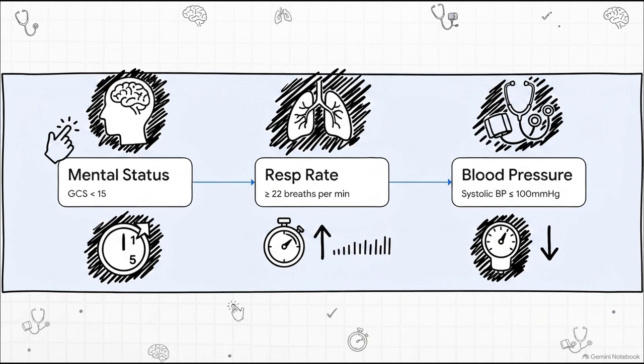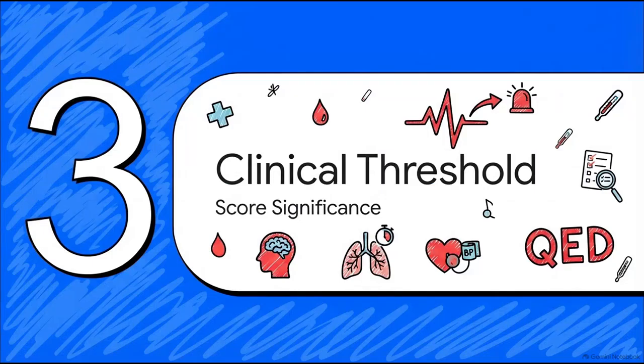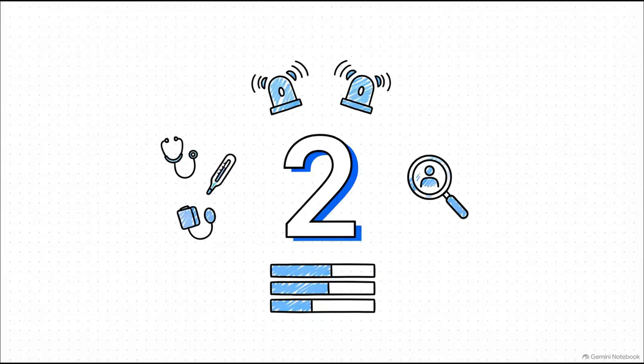As a coder or CDI specialist, your eyes should instinctively be scanning those vital signs and nursing assessments for these 3 exact parameters. Which brings us to Section 3, clinical threshold and significance. The absolute magic number you need to remember here is 2. A qSOFA score of 2 or higher is the critical clinical threshold. If a patient meets at least 2 of the 3 criteria we just talked about, well, the alarm bells should definitely be ringing for the clinical team.